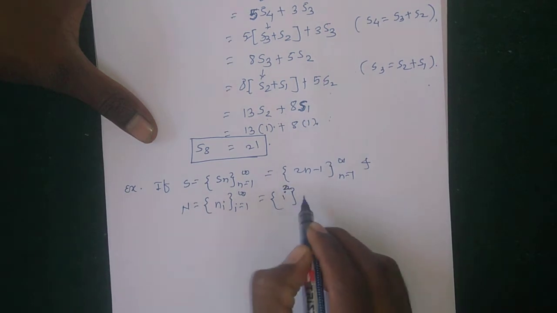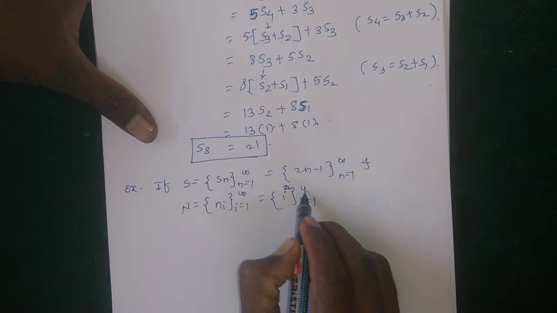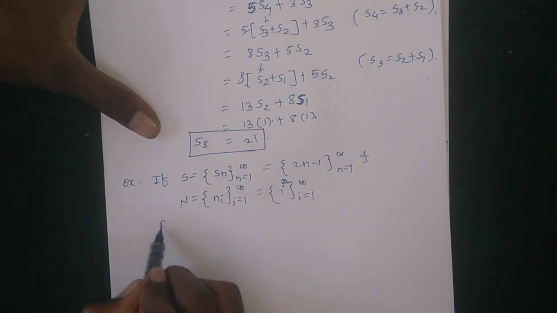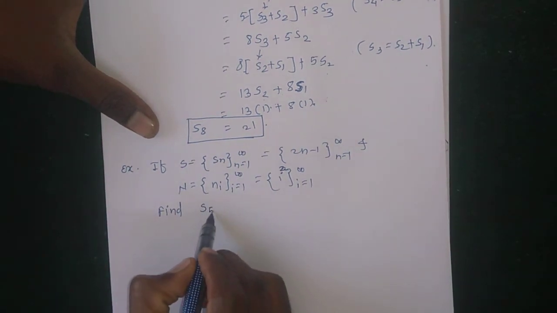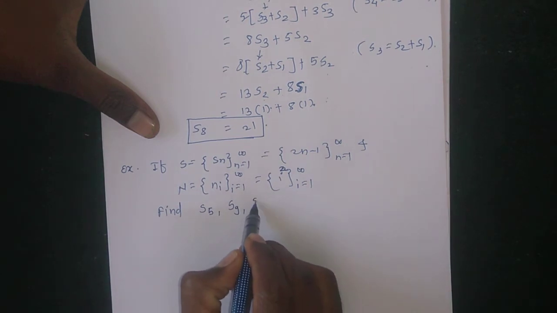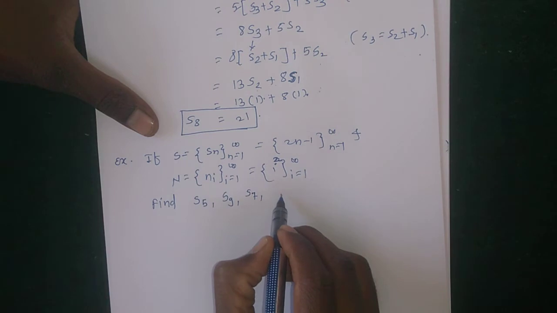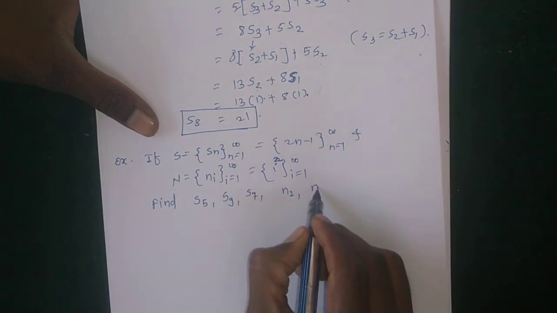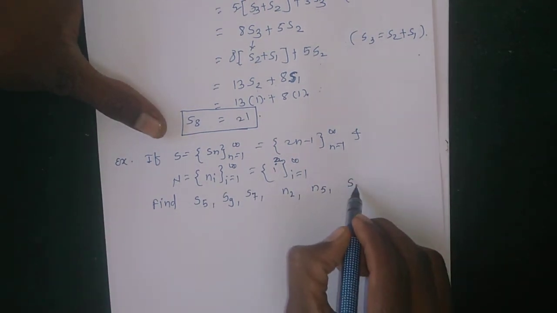i square, where i runs from 1 to infinity. Then we need to find S5, S9, S7, then N2, then N5, then SN3.